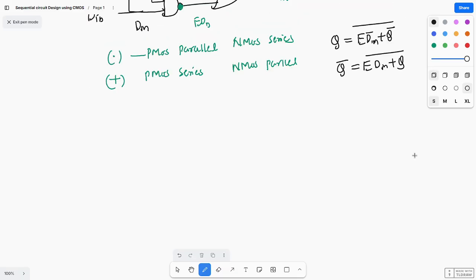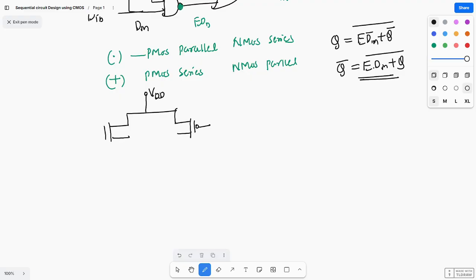First I am implementing Q bar. For Q bar, see here: E into D in. E into D in means this is an AND gate. AND gate means here this is VDD, and here these two PMOS will be in parallel.